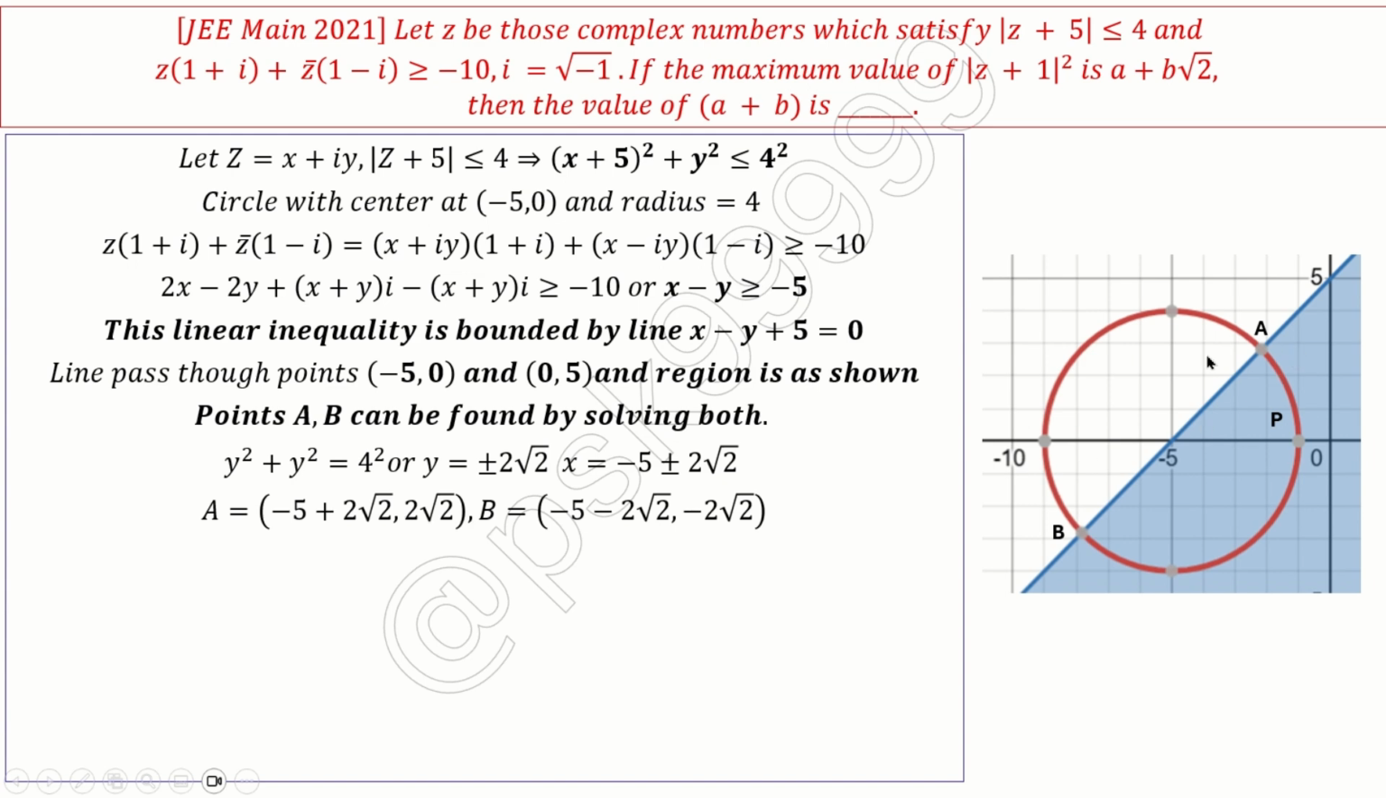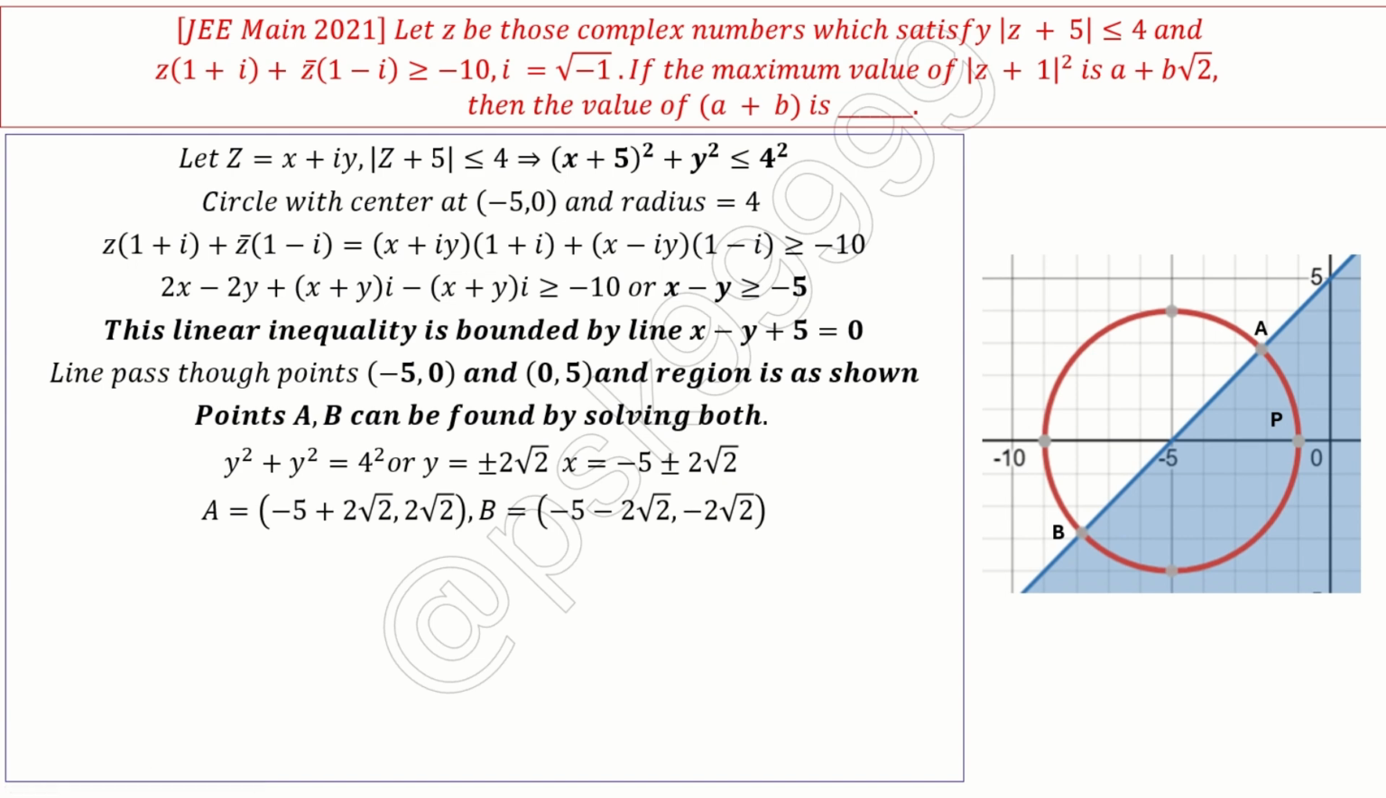Okay, look at which quadrant it is, in the third quadrant. So y should be positive, so I took y as positive, and x is negative, so this one. And B equal to minus 5 minus 2 root 2 comma minus 2 root 2. Because both x and y are negative here, this is the one I took. Okay, so these are my A and B.